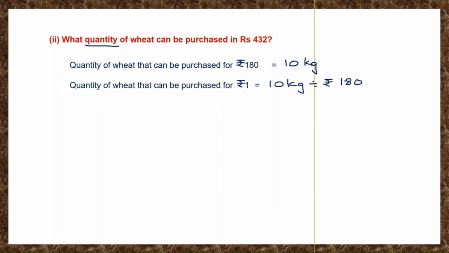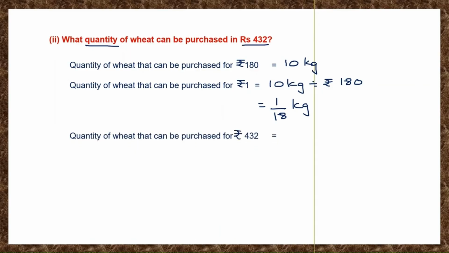So let's do that. So that is 10 divided by 180. Let's cancel. So what is left is 1 by 18. So how much of wheat will you get? You will get 1 by 18 kg of wheat for 1 rupee. Now we have been asked to find how much you can get for 432 rupees. So quantity of wheat that can be purchased for 432 rupees will be, how much will you get for 1 rupee? You'll get 1 by 18 kg. This we have to multiply by 432 rupees.